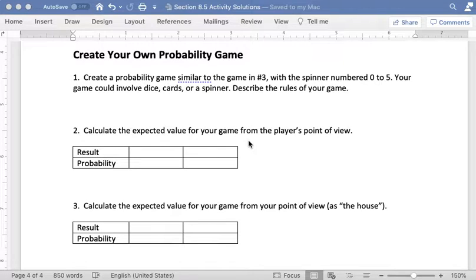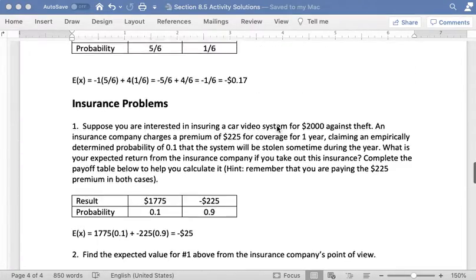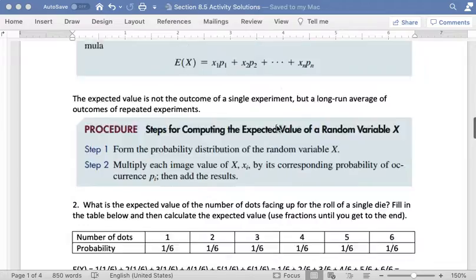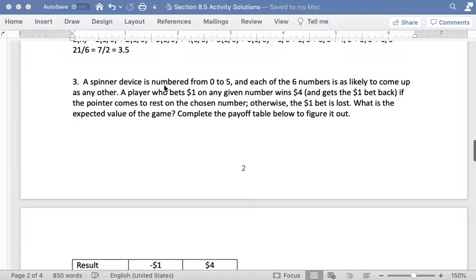In this video, we're going to talk about how to make your own probability game. So we're going to look at making a game similar to the game in number 3 from the first section of this activity. So we have a spinner numbered from 0 to 5, and each of the 6 numbers is as likely to come up as any other.